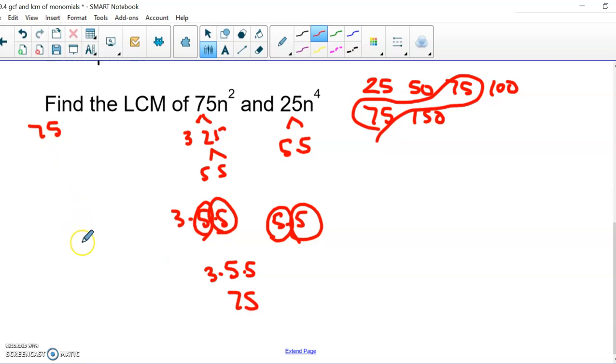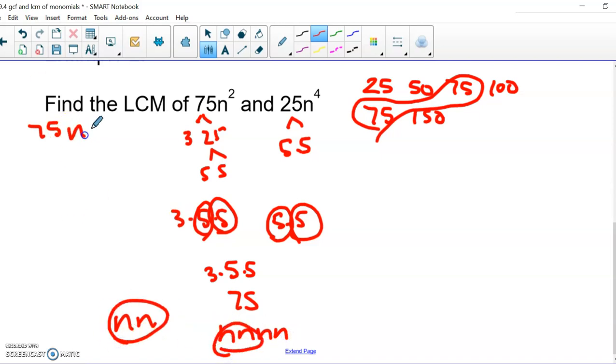Same thing we had. This one has 2 n's. This one has 4 n's. So you take what they have in common, which is 2 n's. And then you throw the leftovers in, which is 2 more n's. So this is 75 n to the 4th.